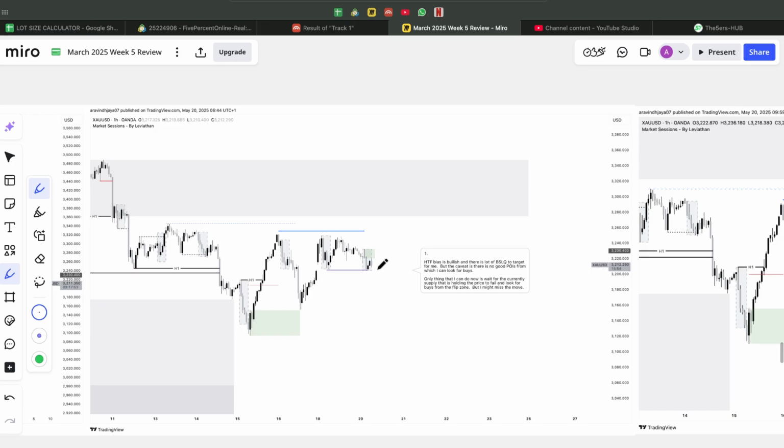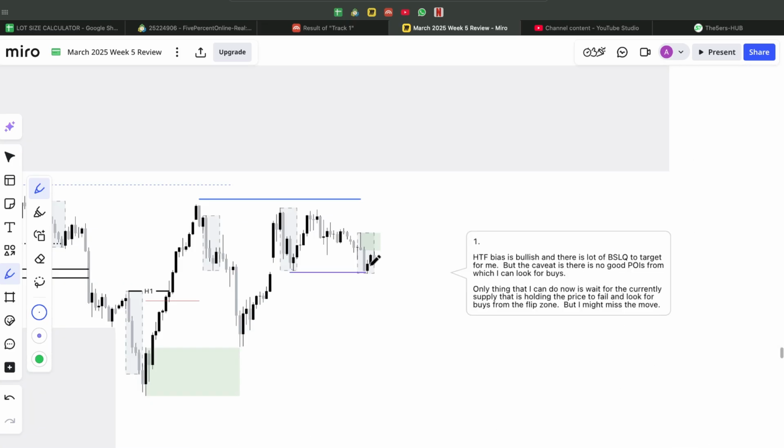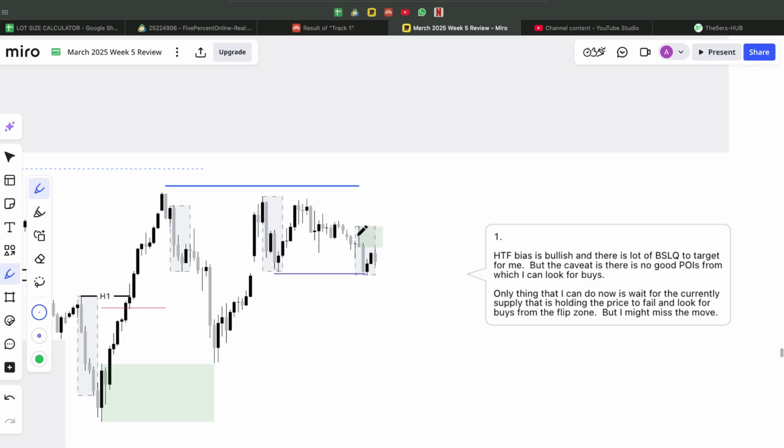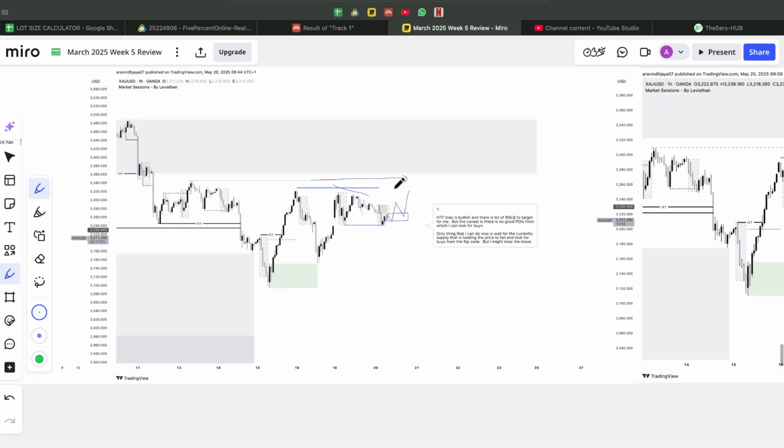Price has high probability of pushing up, but to be confirmed, what we actually do is we wait for the supply that is holding the price to fail, or in general, the POI that is holding the price to fail. In this case, this supply is holding the price. So what I am going to do is wait for this POI to get failed. Once the POI gets failed, there would be a flip zone that would be formed. So I can wait for the price to mitigate this demand zone, and then target the equal highs first, as well as this daily buy side liquidity. So analysis is simple. Let's see what happened on this day.